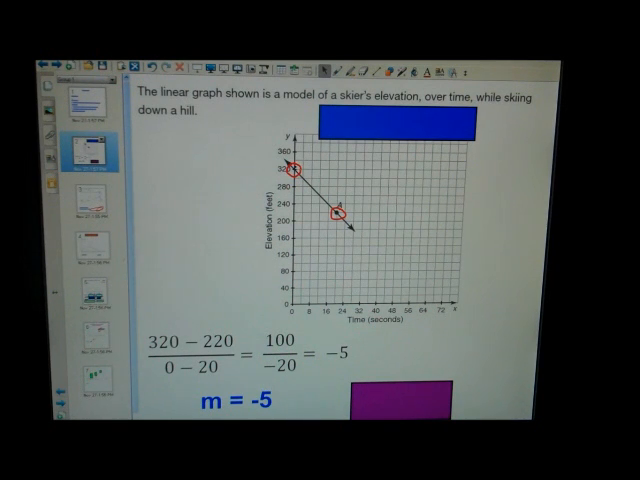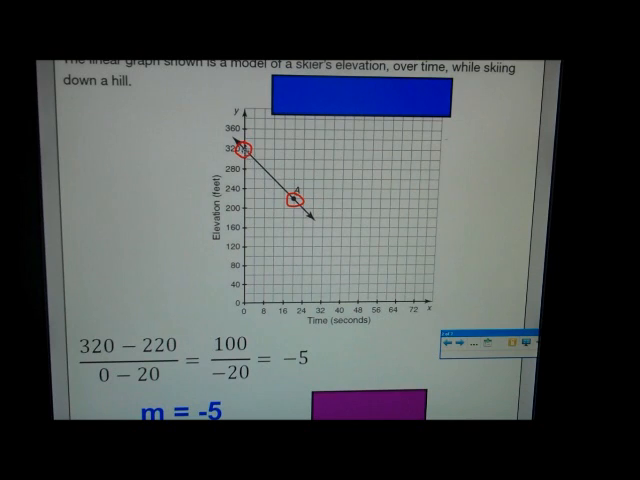You know how to find the y-intercept. Look at this. Where does this graph hit the y-axis? This one's pretty easy because it hits it perfectly. You don't have to plug it into y equals mx plus b. Where does it hit? It hits at 320. So our b is 320. That's our y-intercept. It's where we start. So put it together and write the equation. Go ahead and do that.